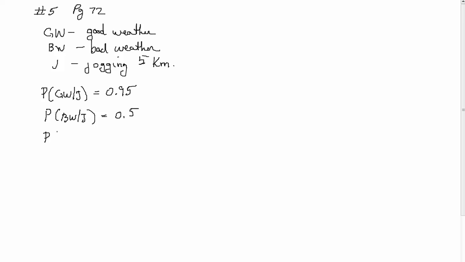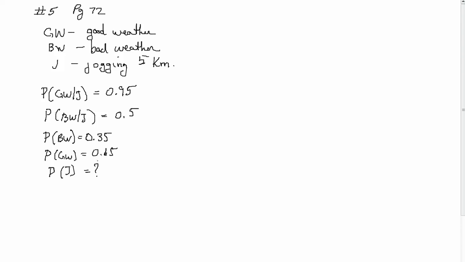Then we're told that tomorrow we're likely to get rain. So the probability of bad weather tomorrow is 35% or 0.35. So we know then that the probability of good weather is equal to 0.65, and that's just 1 minus 0.35. So we want to determine what is the probability that she's going to jog tomorrow.